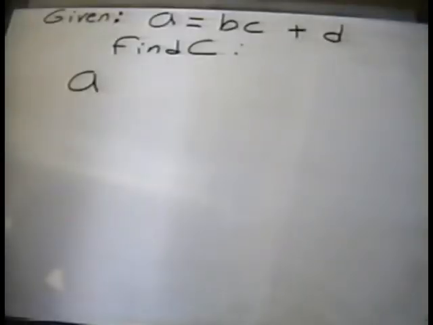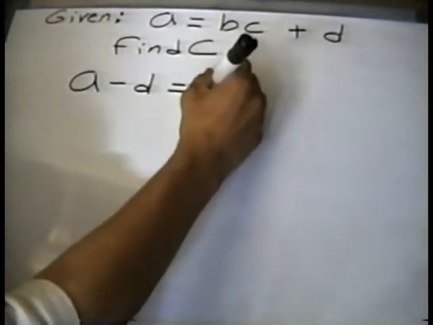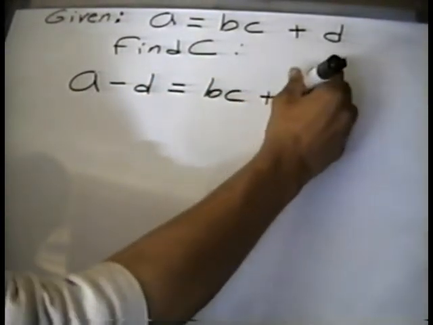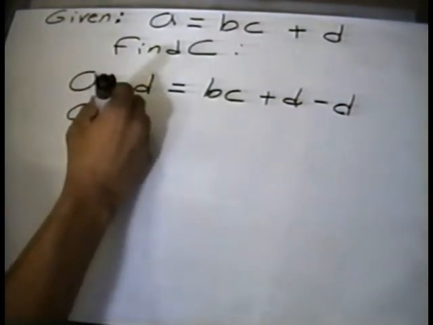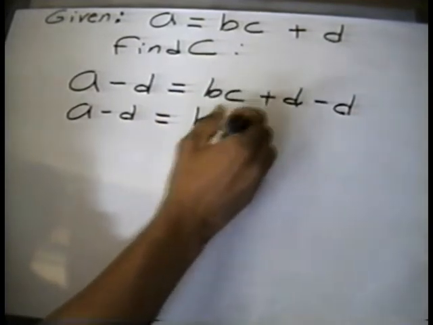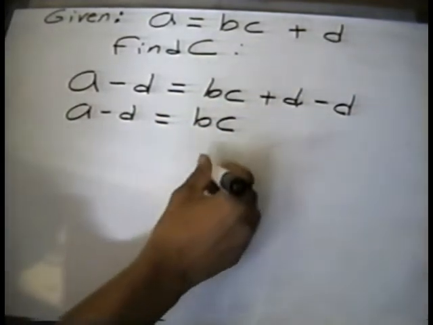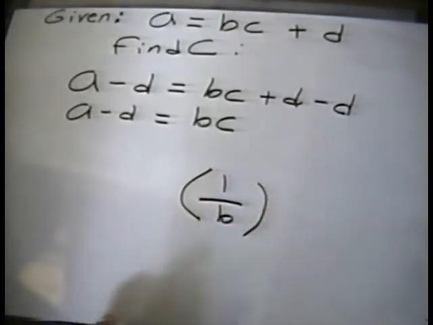Now we want to find C. So we're going to start here. We're going to get rid of the other additive first before we can work here. Okay. First we got to subtract D from both sides of the equation. It's going to give us A minus D equals BC.